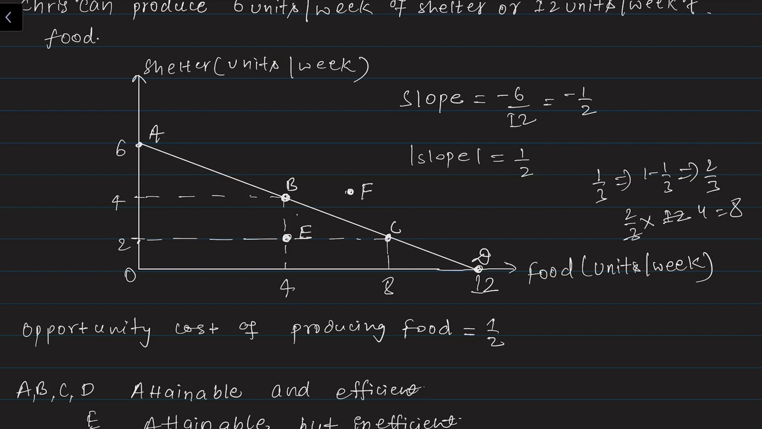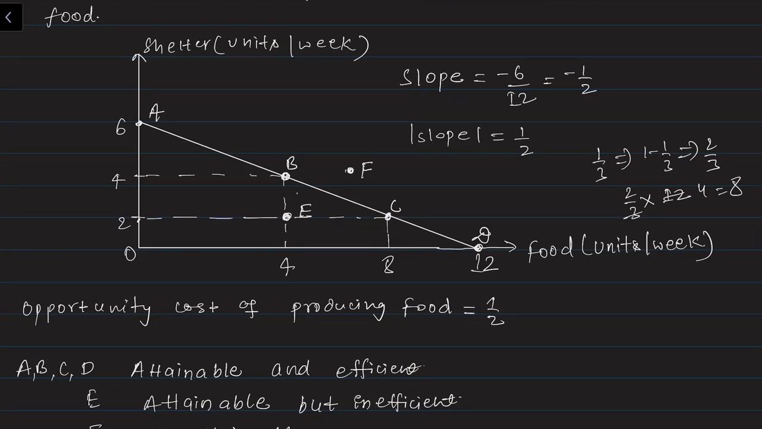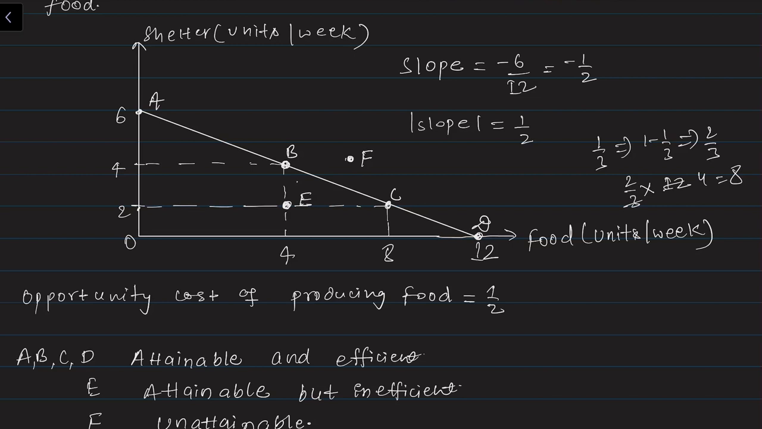Similarly, if we increase the shelter production to 4 units, we'll get the maximum amount of food production is 4. 4 is the maximum amount of food that he can produce per week. And if he only produces shelter, then he can produce 6 units of shelter per week and 0 units of food. So when we connect these points, we'll get a straight line. And this is the PPC of Chris.